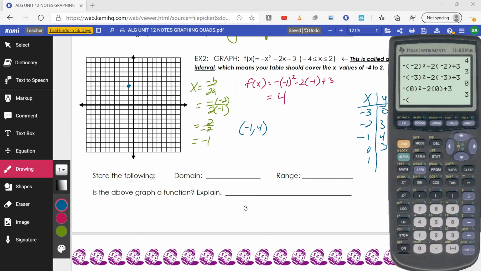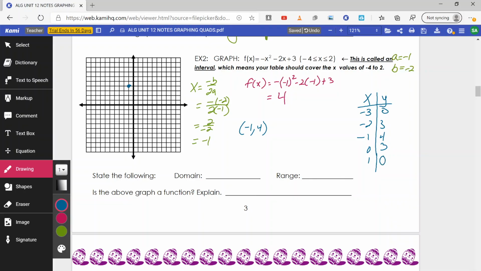So we have the negative value of 1 squared minus 2 times 1 plus 3. And I do get 0, so we're good there. So now what I can do is plot the points around negative 1, 4. So negative 2, 3, so left 2, up 3. And then negative 3, 0, so left 3, right on the x-axis. And then 0, 3, so right on the origin, up 3. And then right 1, right on the x-axis.